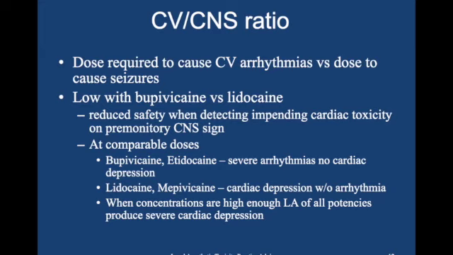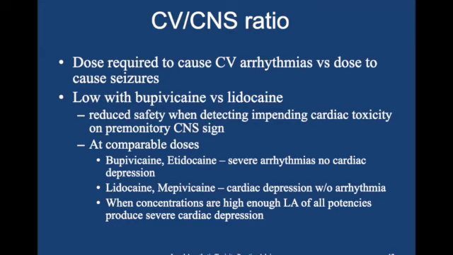So we're going to have a low number with a drug like bupivacaine. In other words, bupivacaine takes a very large amount before you seize, which is going to give you a lower quotient. So bupivacaine toxicity may present with central nervous system signs, but it also may just present with arrhythmia. And that's because its CV to CNS ratio is low.